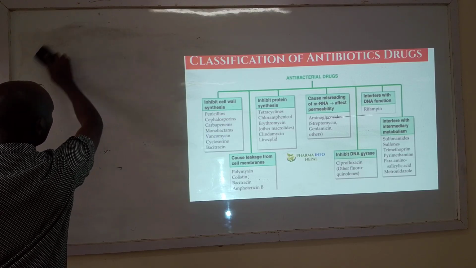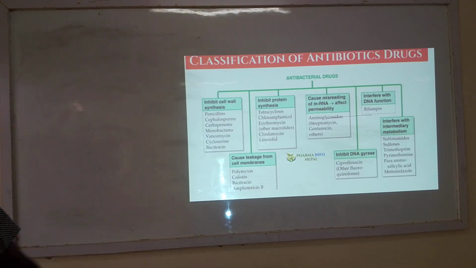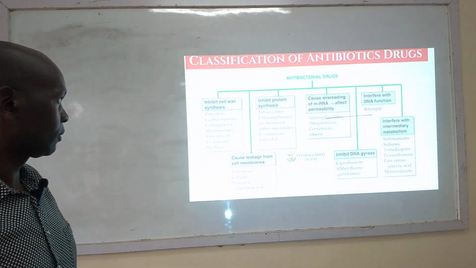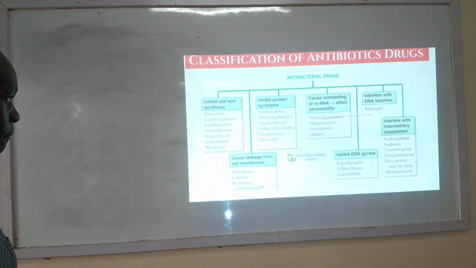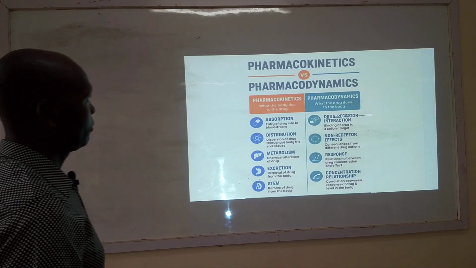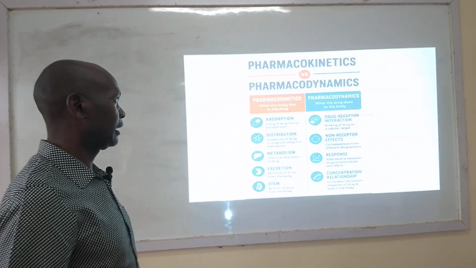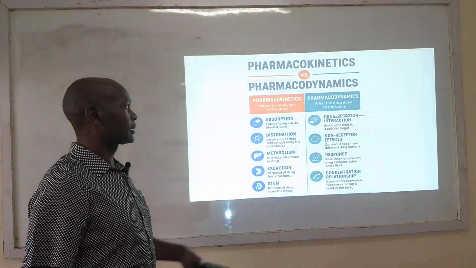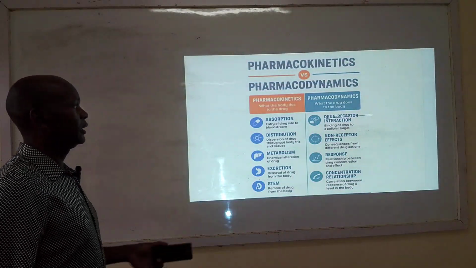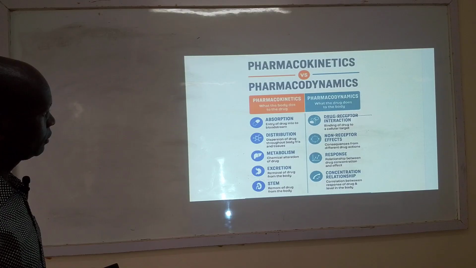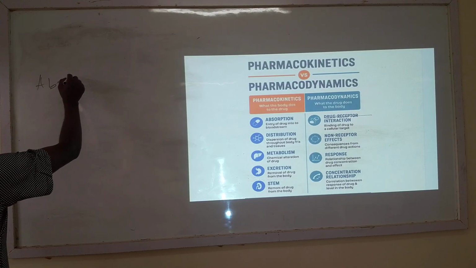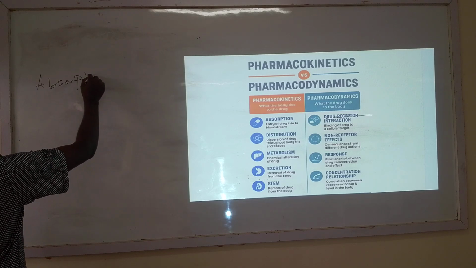This slide is a repetition of the classification of antibiotics, now including several examples in every category, but we had already talked about it. This is now a comparison of pharmacokinetics and pharmacodynamics. Pharmacokinetics is basically what the body can do to the drug, and this includes absorption. So when you take a drug, the drug must be absorbed.